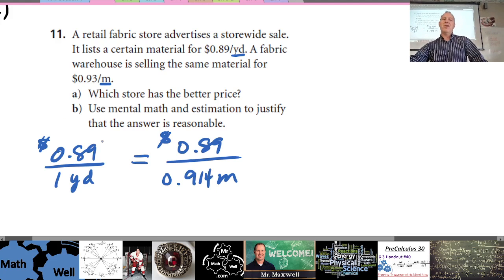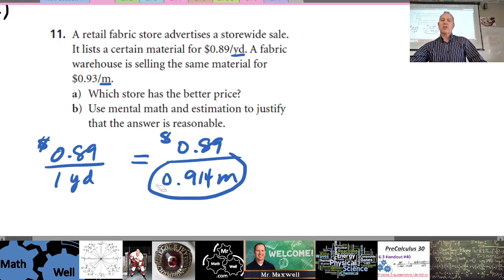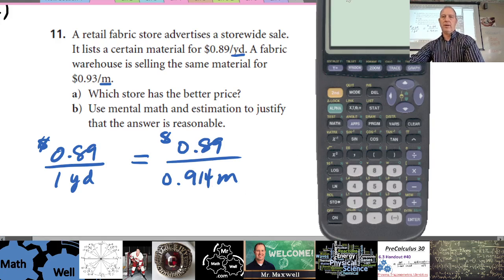Does everyone see how this price for 1 yard would mean the same price for this many meters, because that's the connection between yards and meters? Everyone see that? So 1 yard is actually 0.914 meters. Now how does that help us? If you get your calculator out and divide these two numbers, then you have the price per 1 meter. So I'll get my calculator up here.